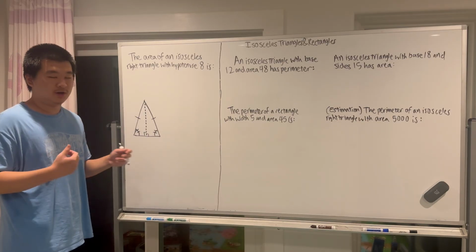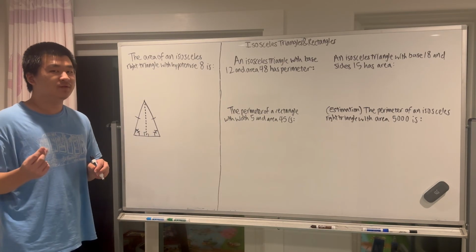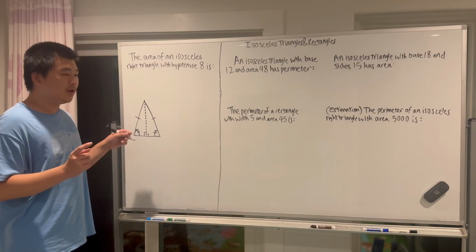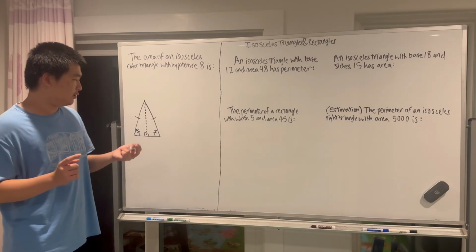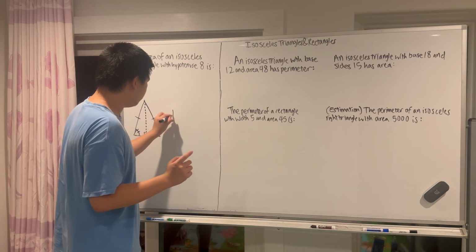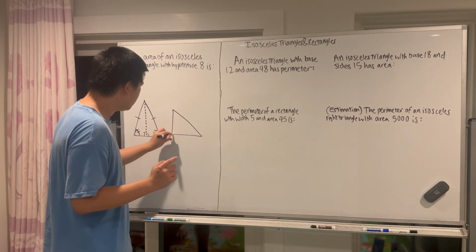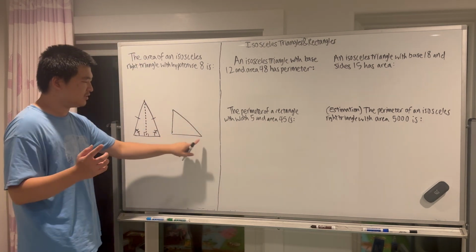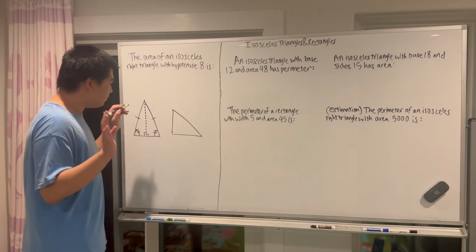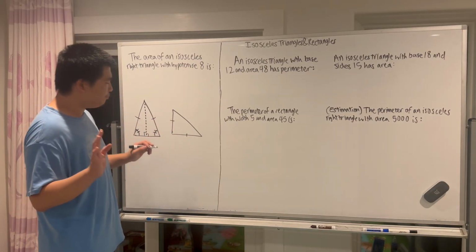Now with isosceles triangles, there's also going to be a special kind of isosceles triangle. A triangle that is both isosceles and a right triangle. The isosceles right triangle. You might see it drawn like this. Pretend these two sides are equal. I just drew it kind of bad. But these two sides would be equal.